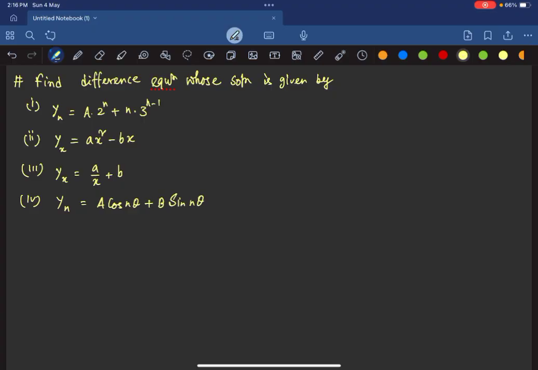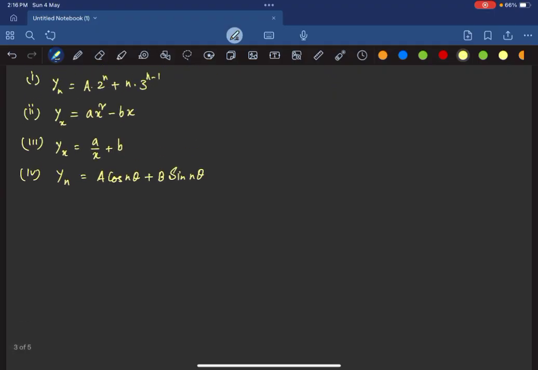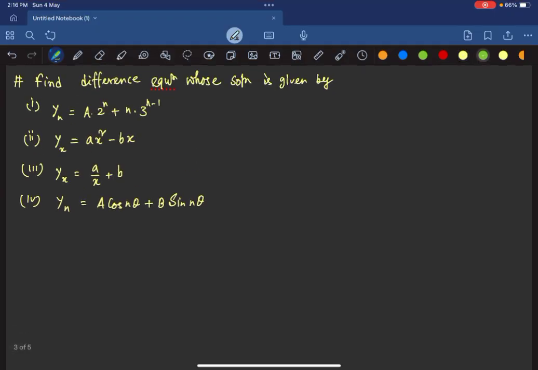Okay, find the difference equation whose solution is given by the first one, second one, third one, and fourth one. Individually we need to check. Okay, so how to deal with this type of problem?